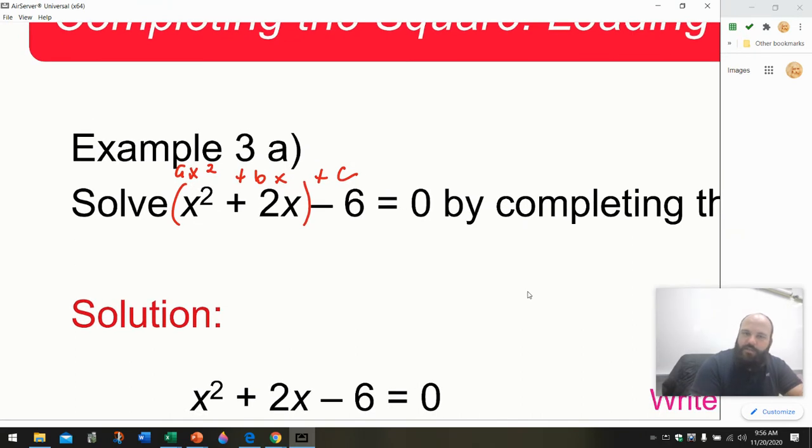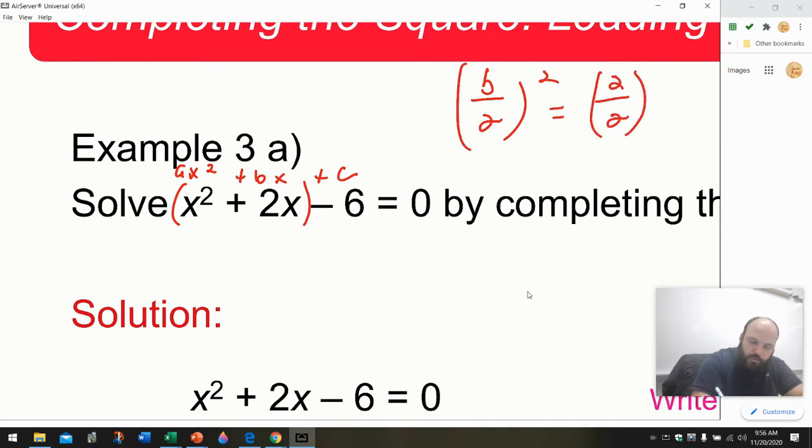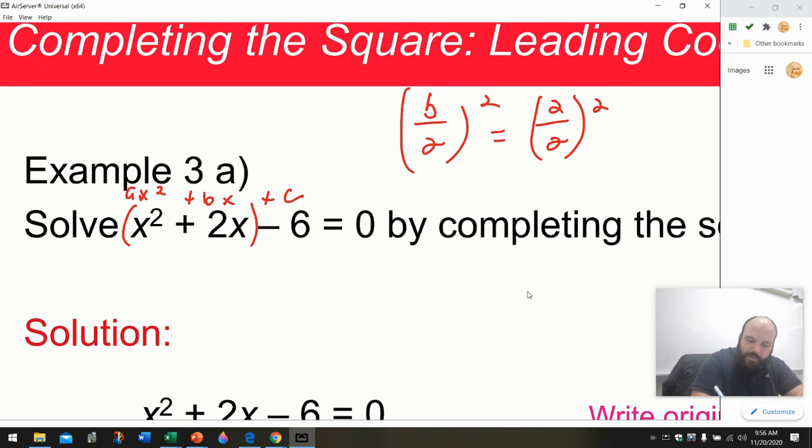Now I'm going to do that off to the side. So b over 2, the quantity squared, is going to be 2 over 2, the quantity squared. I don't want you to skip any steps in here. So that's going to be 1 squared, which is 1, and you'll see why in a second. So as I do this, b over 2, the quantity squared, I get 2 over 2, which turns into 1, and 1 squared is 1. This new 1 that we have right here, we are going to use to rewrite our equation.